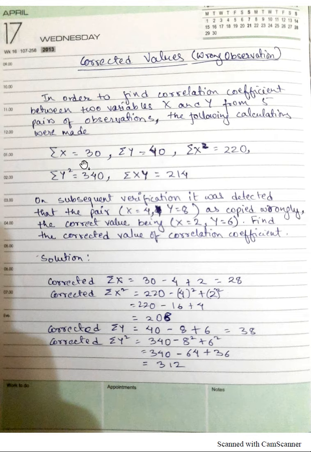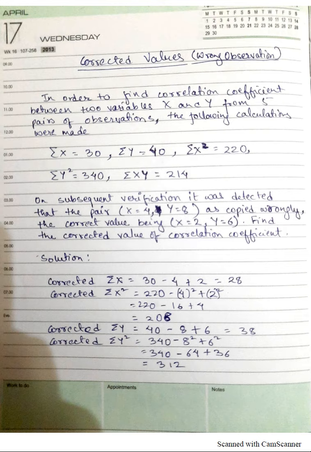So what are the numbers? Summation x is equal to 30, summation y is equal to 40, summation x square is equal to 220, summation y square is equal to 340, and summation xy is equal to 214. This is also a part of the question. On subsequent verification, it was detected that the pair x is equal to 4 and y is equal to 8 was copied wrongly. The correct value being x is equal to 2 and y is equal to 6. Find the corrected value of correlation coefficient.